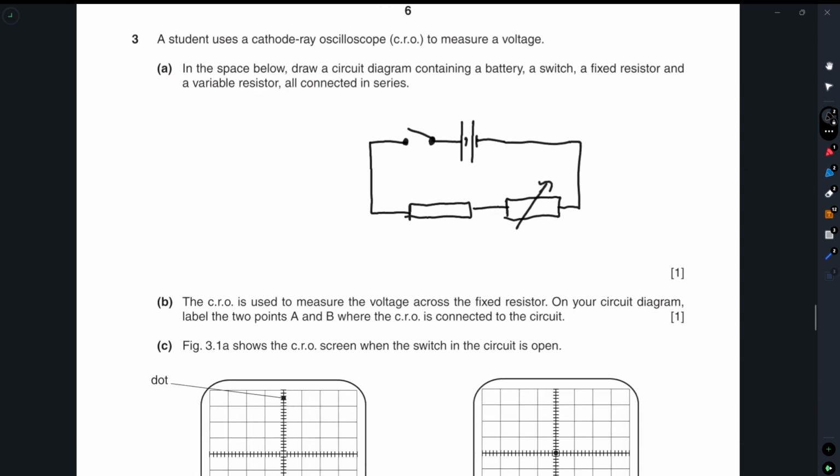CRO is used to measure the voltage across the fixed resistor on a circuit diagram. Label 2 points A and B where the CRO is connected to the circuit. तो ये जो है ये आपका CRO आ जाएगा. Of course, voltage, you need to measure the potential difference. Hence, क्या कहते हैं? Your CRO is going to be across the fixed resistor.